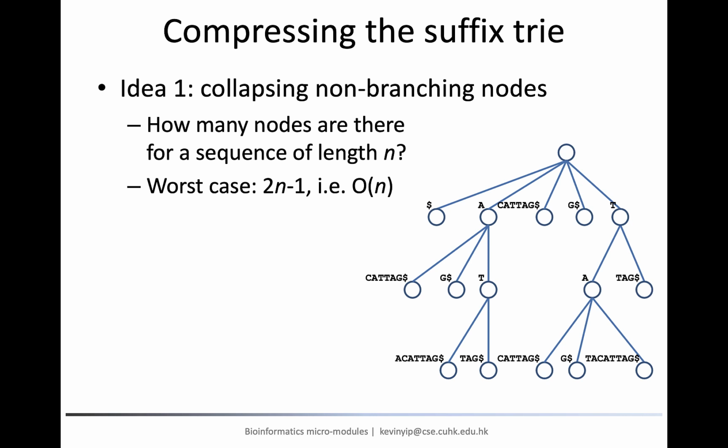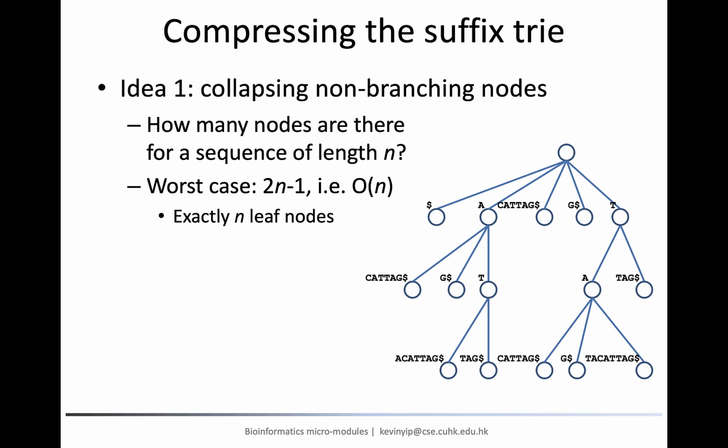To see why, first, we need to notice that there are exactly n leaf nodes in the tree after the merging step. This is because in the original suffix trie, there were n leaf nodes due to the special $ symbol, and during the merging step, no two leaf nodes were merged together, since each of them could not be an ancestor of the other by the definition of being leaf nodes.